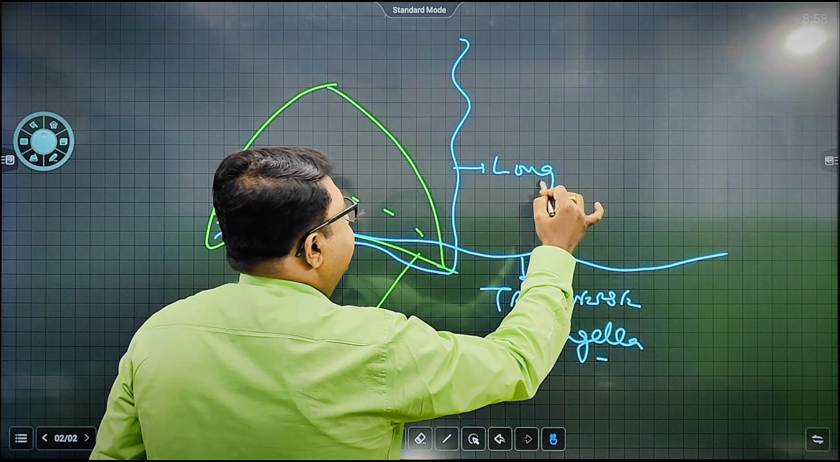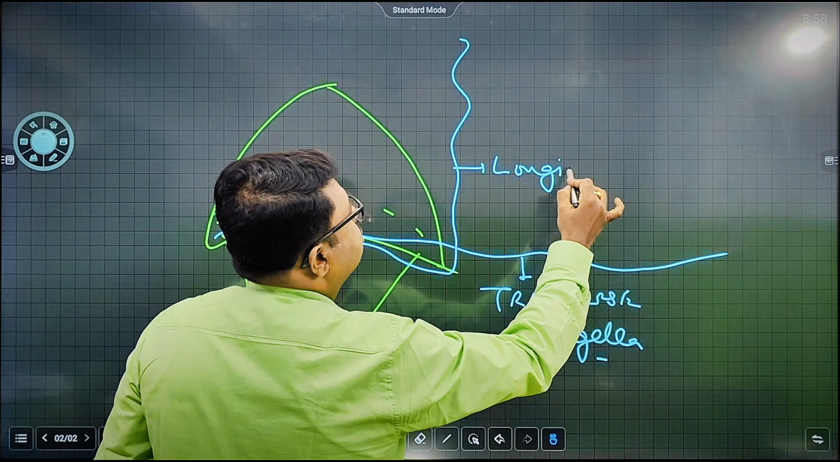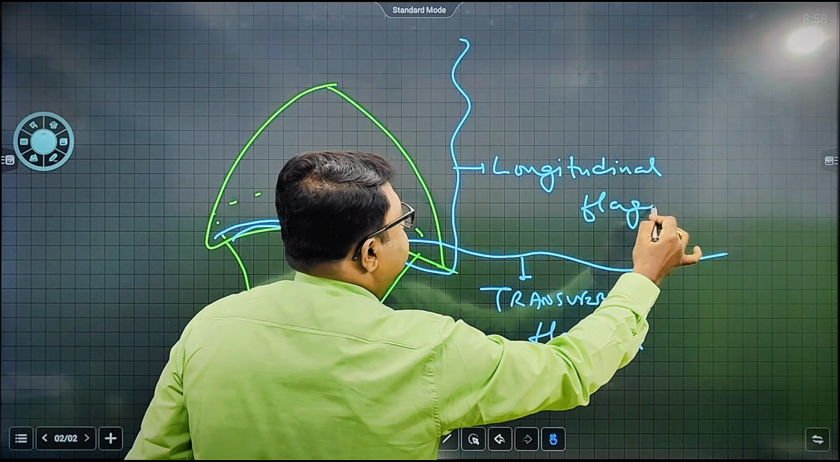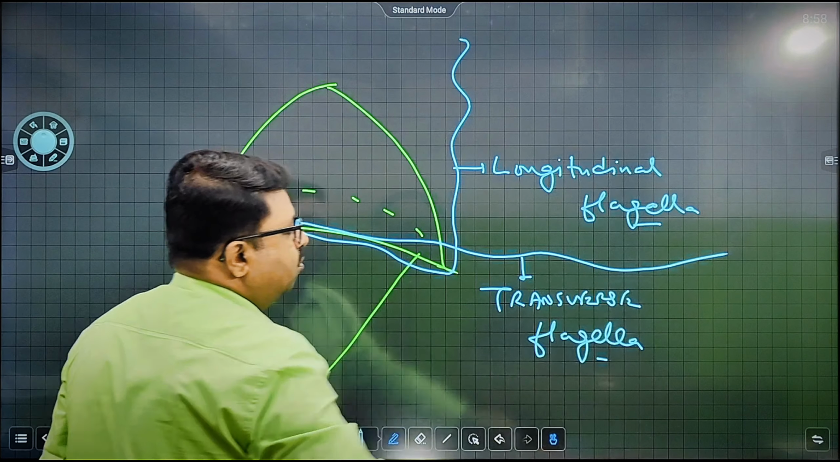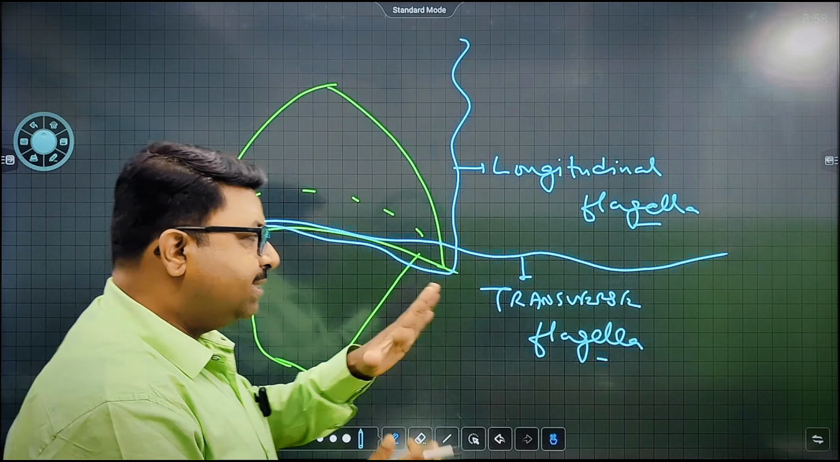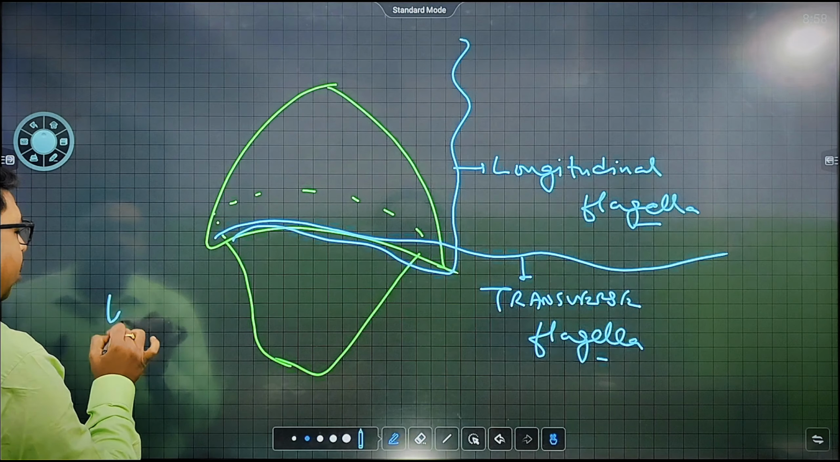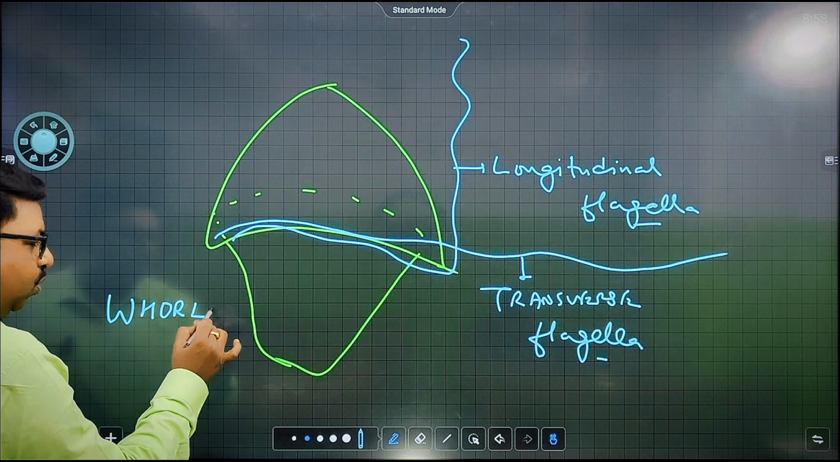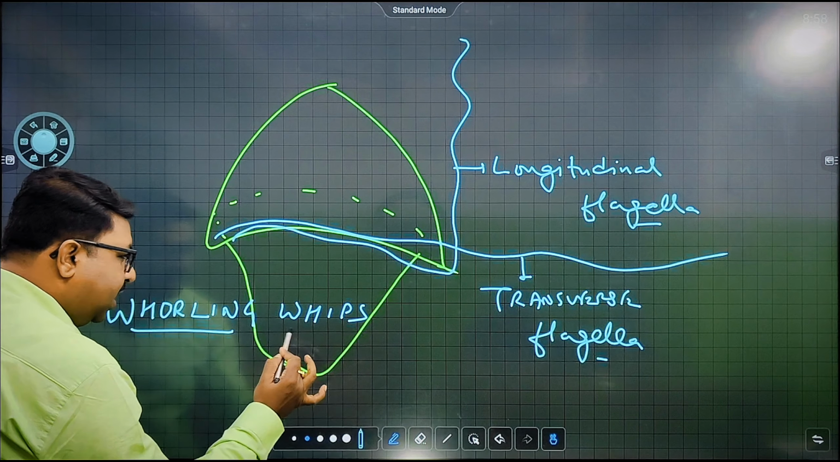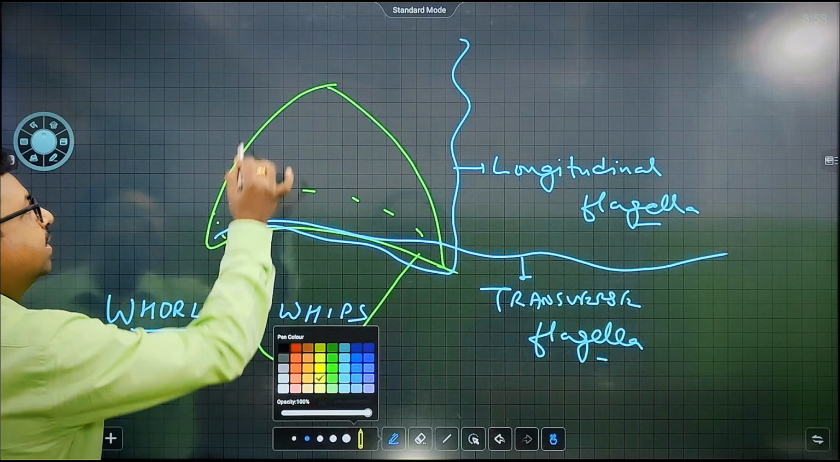Now ये दोनों flagella. These 2 flagella they help in what kind of movement? देखो ये किस तरह का movement करेगा? ये जिस तरह का movement करेगा, that is called as whirling whips. इस movement को क्या कहते हैं? Whirling whips.